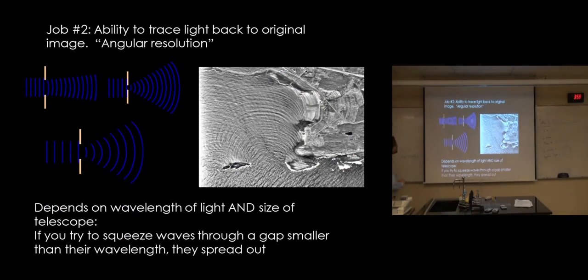Job number 2 can be really sticky because, as well as how carefully crafted your mirror is, there's a fundamental physics problem with tracing light back to its origin. And this is the fact that light is a wave, and waves do funny wave-like things. If light was truly a stream of bullets, all you'd have to do is keep the bullets from deflecting, maybe in the atmosphere or something like that, and you could trace them back to the origin. But there's a different problem with light: being a wave, if you try to squeeze a wave through a narrow opening, it spreads out.